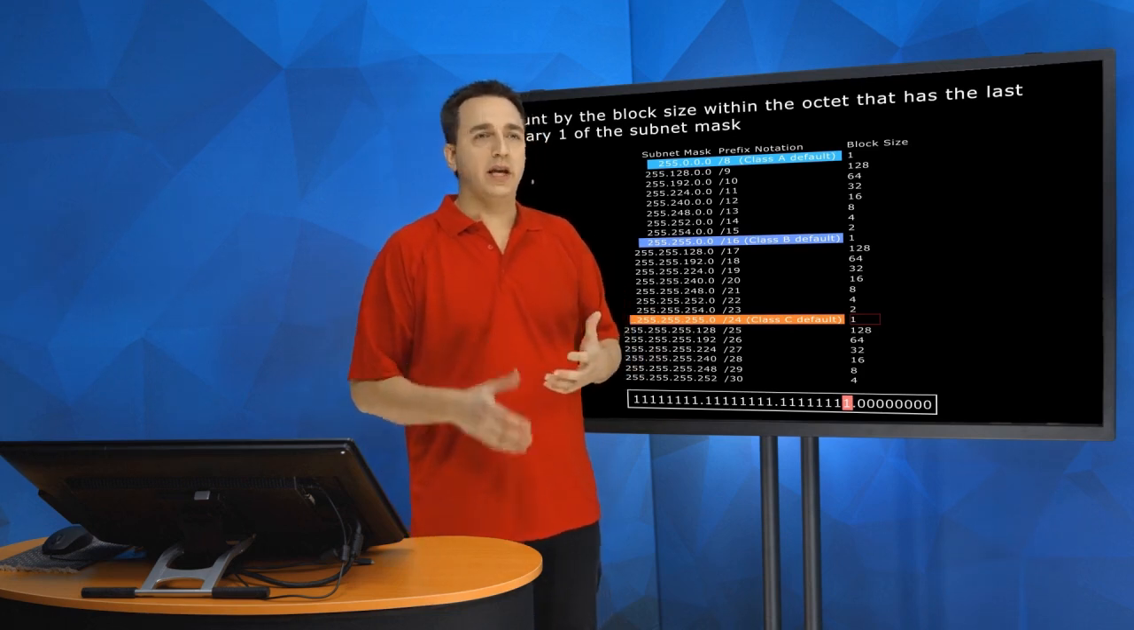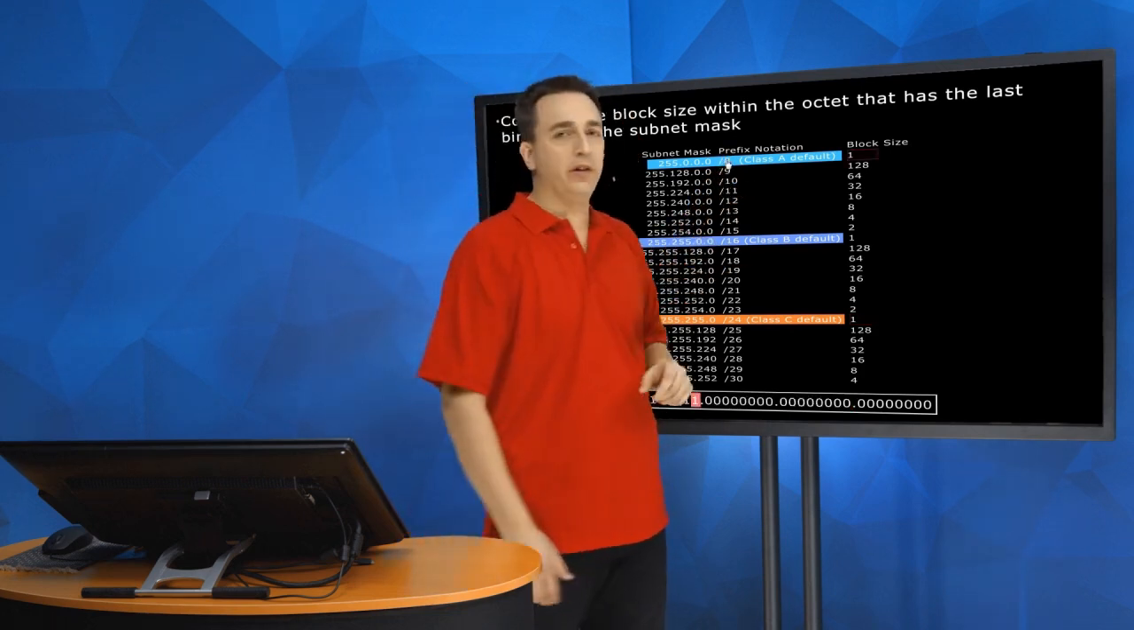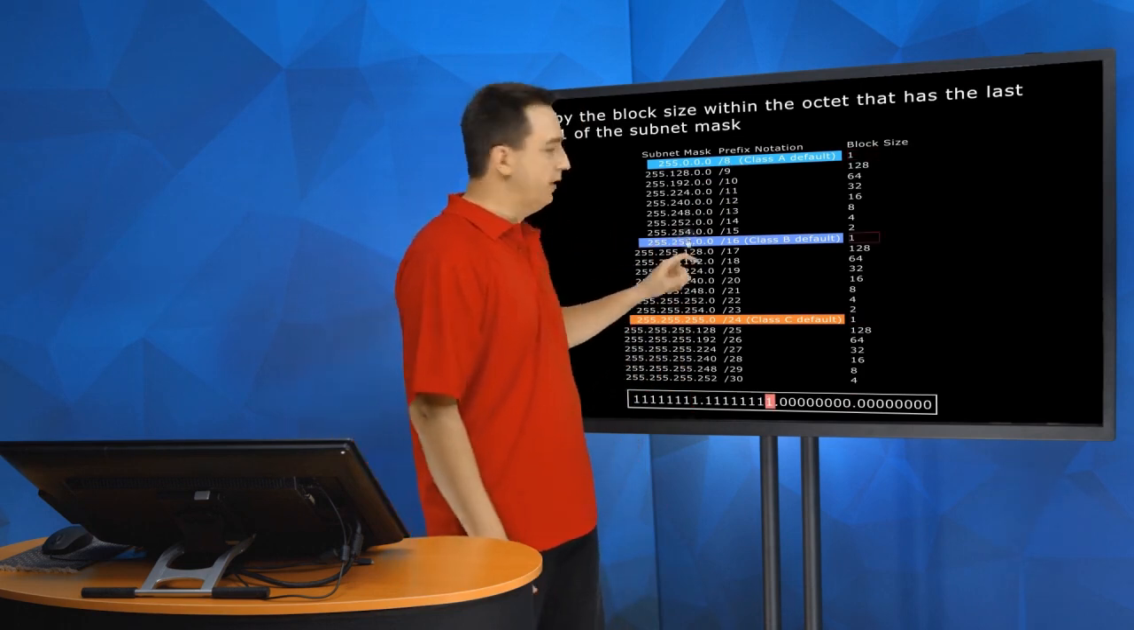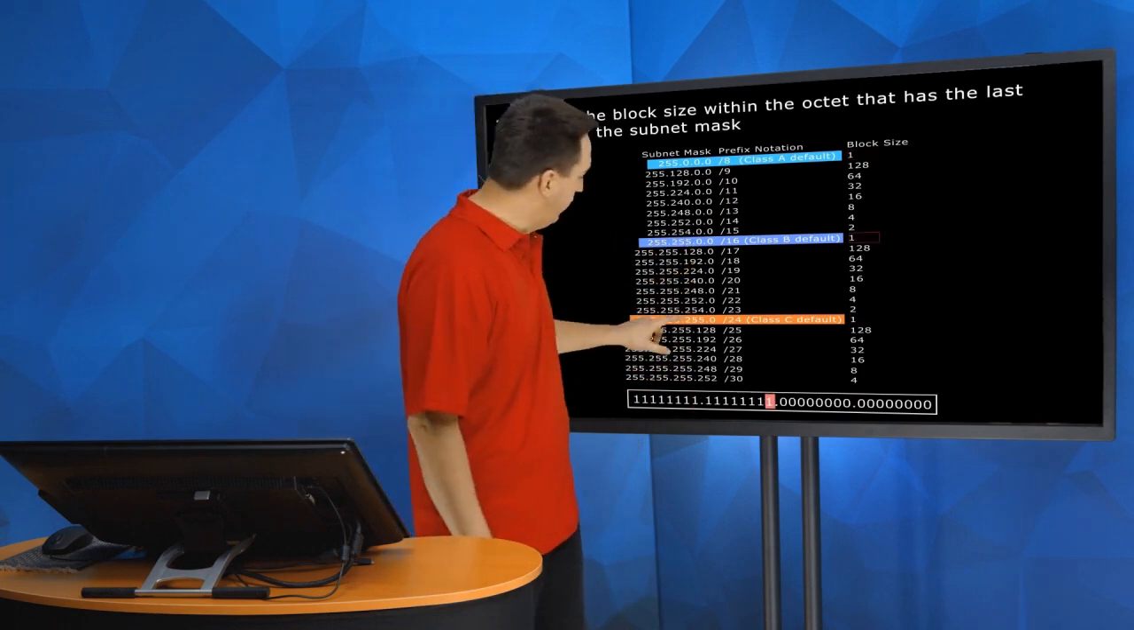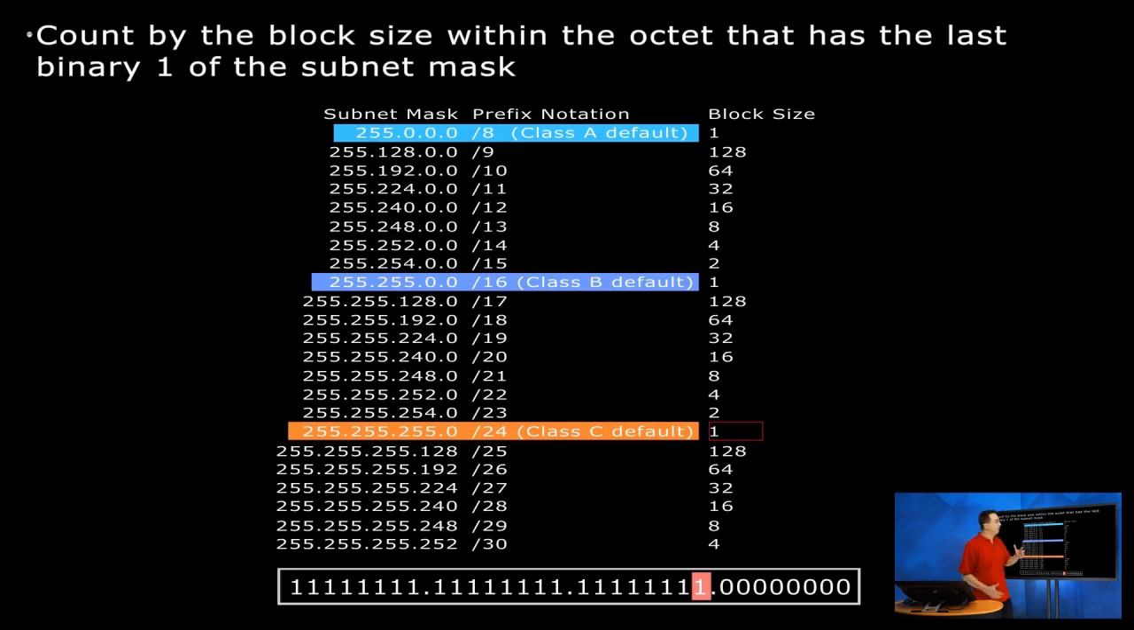What that means in this case is that you're counting by 1 in the first octet. You're counting by 1 in the second octet here. You're counting by 1 in the third octet here. But now let's do some subnetting.